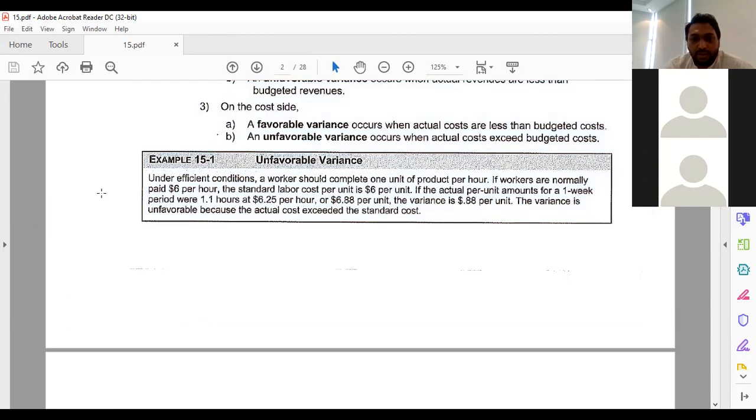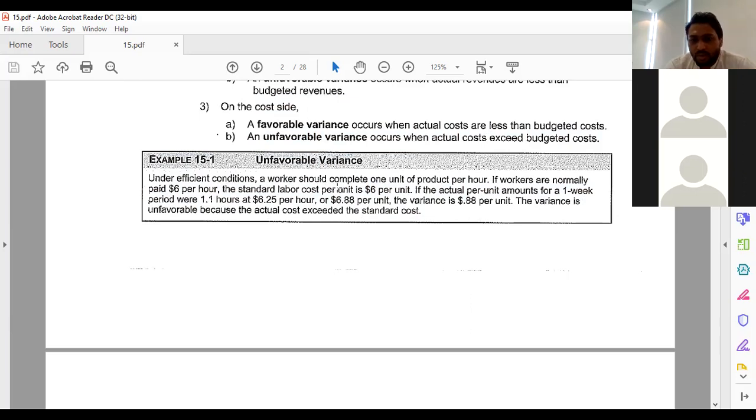Here we have an example. Unfavorable variance. Under efficient conditions, a worker should complete 1 unit of product per hour. If workers are normally paid $6 per hour, the standard labor cost per unit is $6 per unit. If the actual per unit amount for a 1 week period were 1.1 hours at $6.25 per hour, or $6.88 per unit, the variance is $0.88 per unit. The variance is unfavorable because the actual cost exceeded the standard cost.